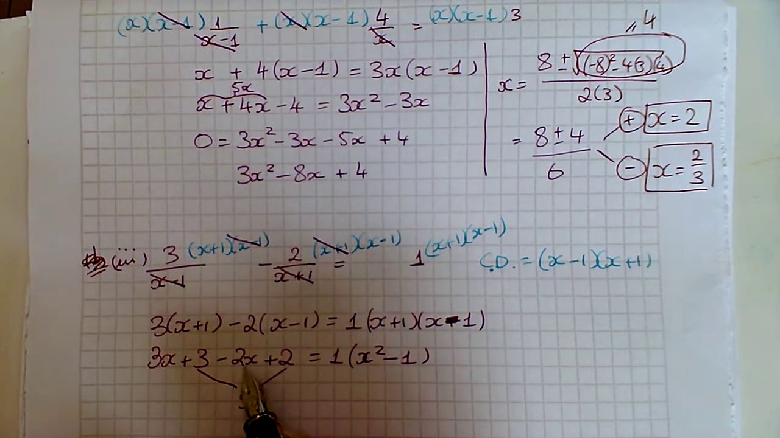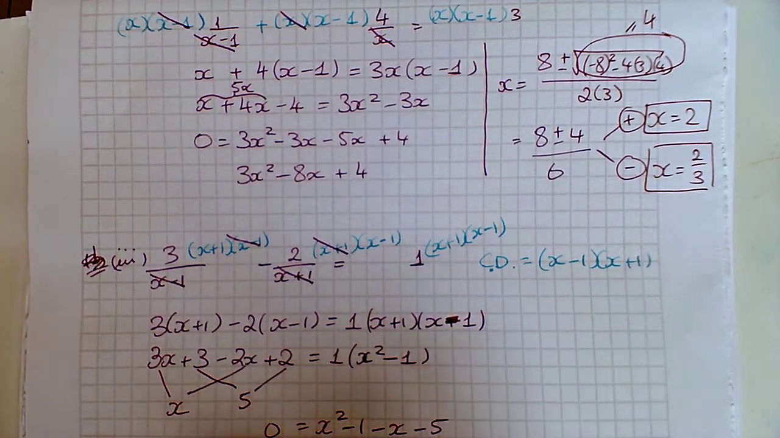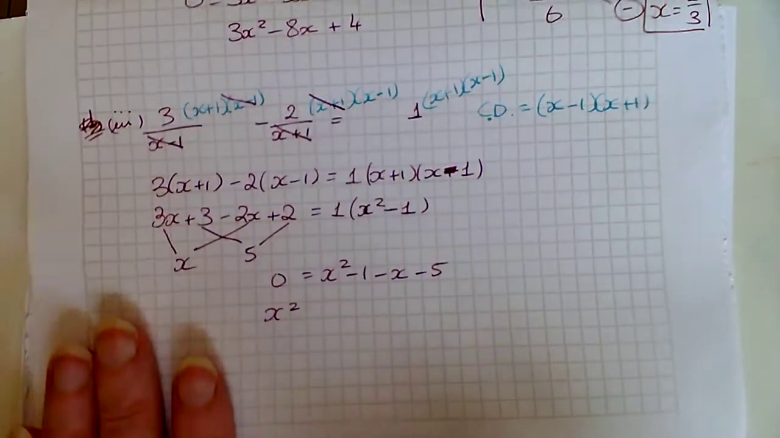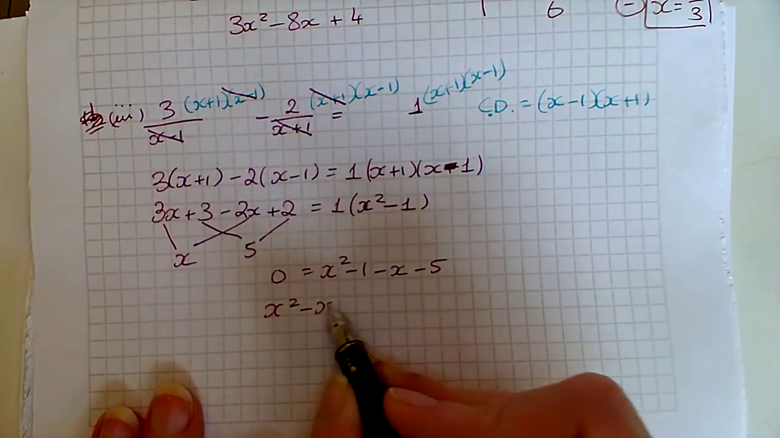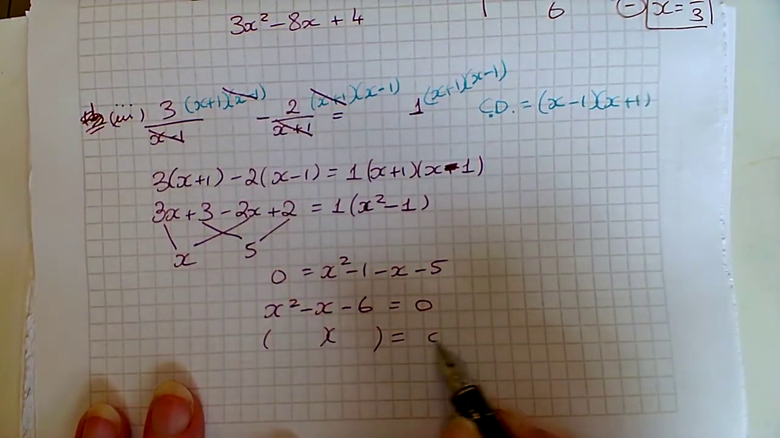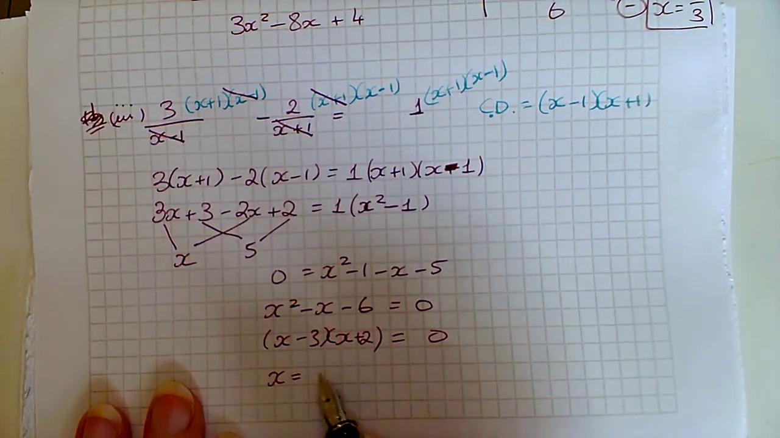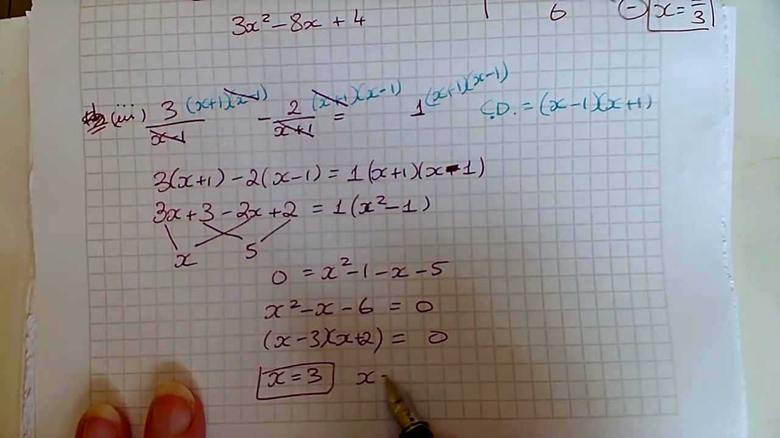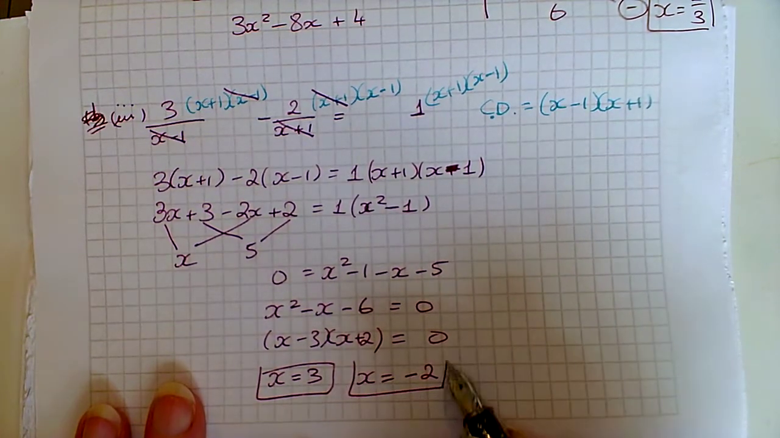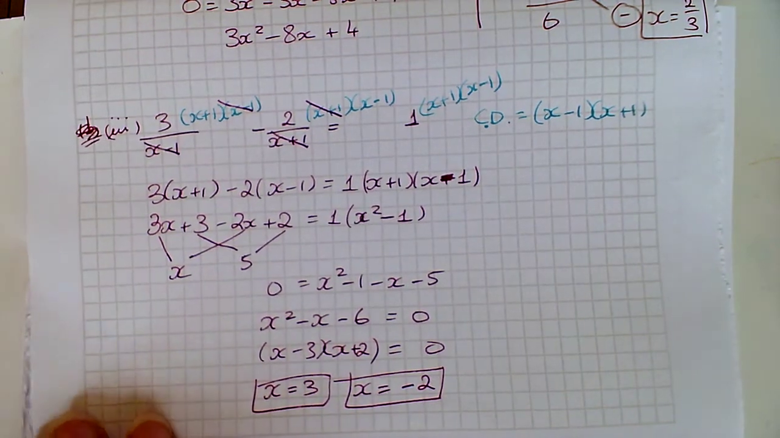These guys will add together to give me 5. Those will add together to give me x. So I'll have 0 equals x squared minus 1 minus x minus 5. x squared minus x minus 6 is equal to 0. This one's easy enough to do by factorizing. x minus 3, x plus 2. So x is either equal to 3 or negative 2. Okay, hopefully that's clear.